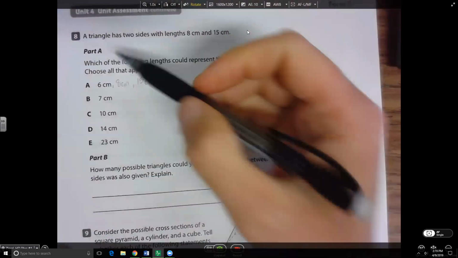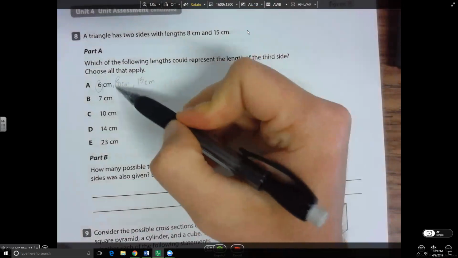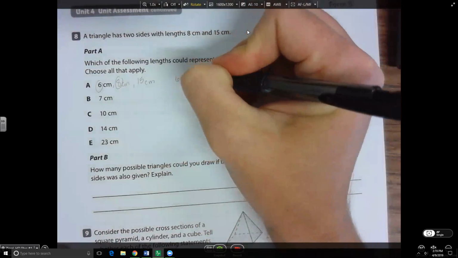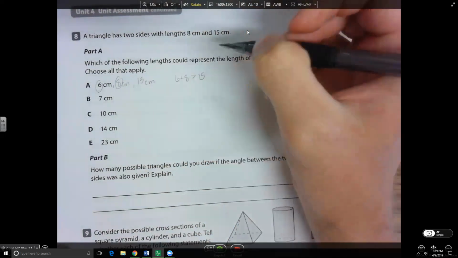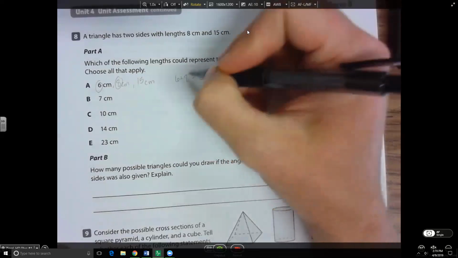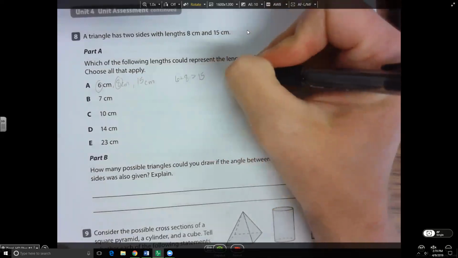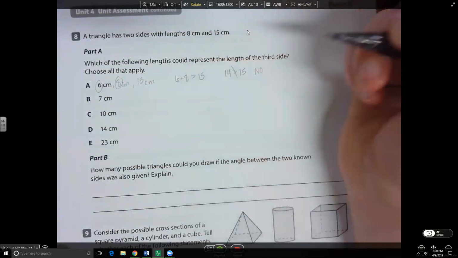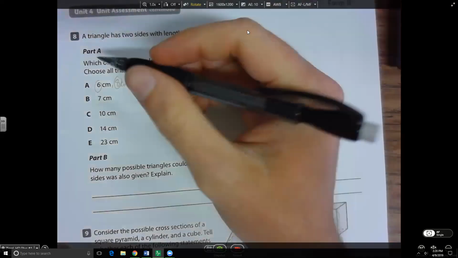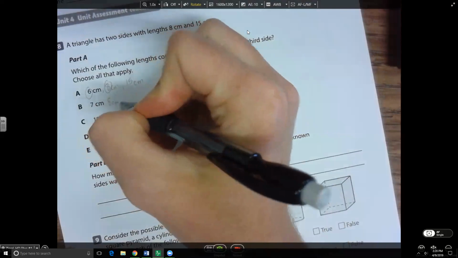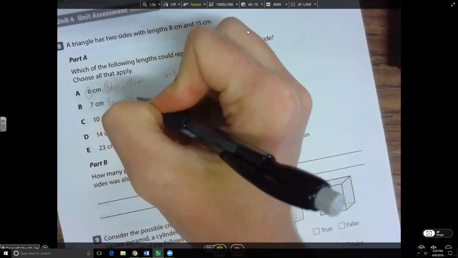You're going to circle the two smallest numbers and add those together and see if they are greater than your largest number. If it works, then it is a triangle. If it does not, then it's not a triangle. So if you add 6 and 8, you get 14. And then you say, is 14 greater than 15? That's not true, so that's not a triangle. So you're going to do the same thing for B, C, D, and E, writing 8 and 15 beside each one.